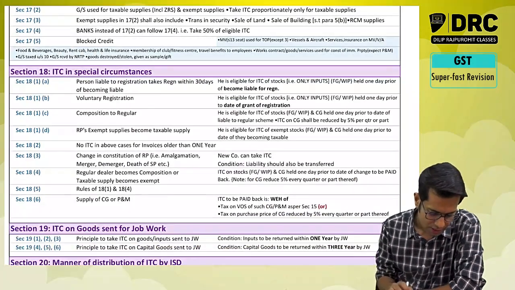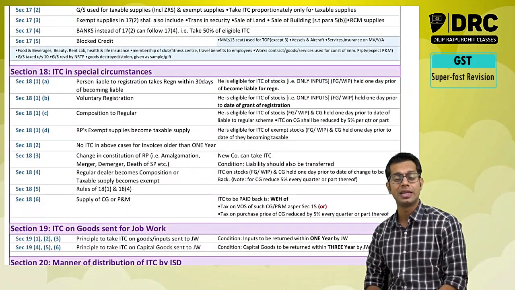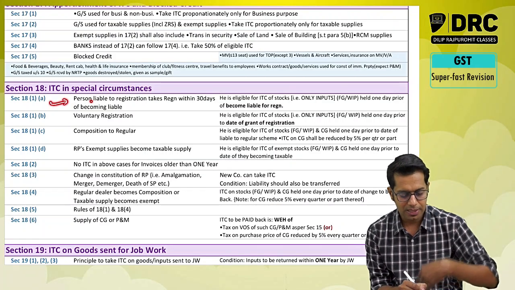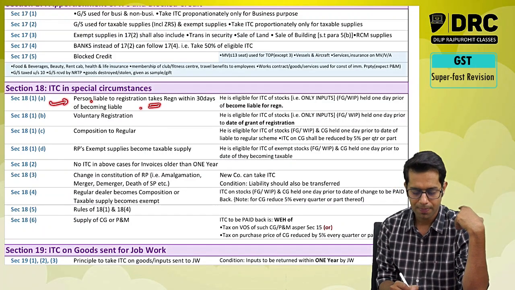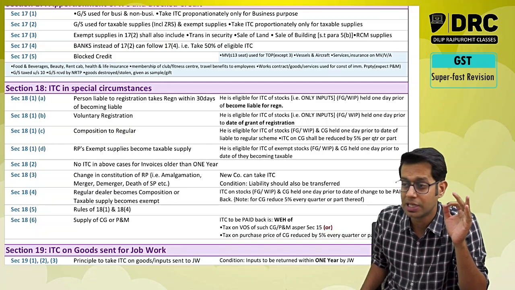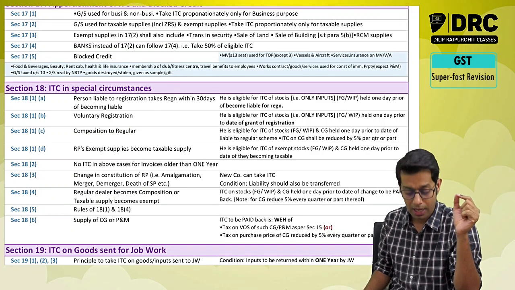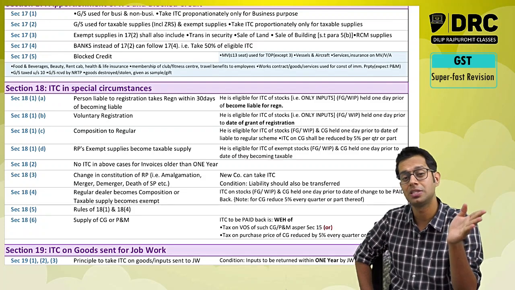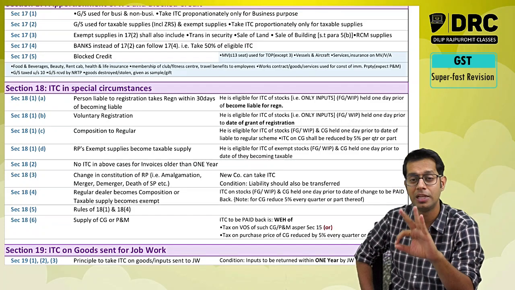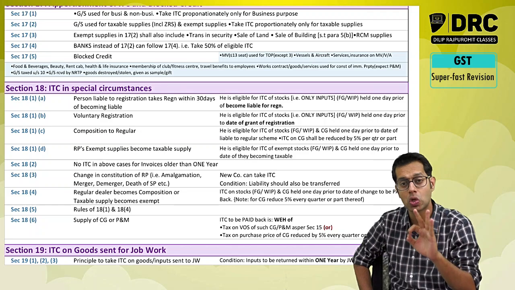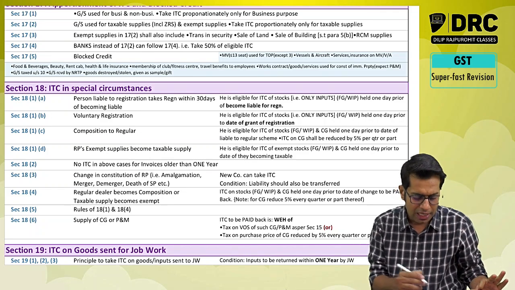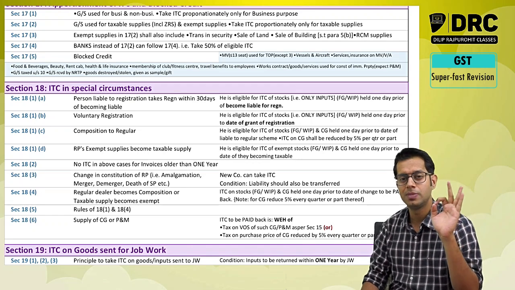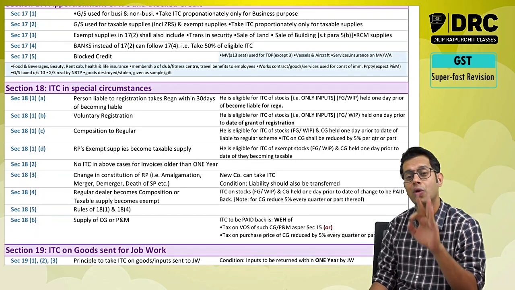Now let us continue. Section 18 talks about input tax credit in special circumstances. Section 18 subsection 1. Clause A says a person who is liable to take registration and applies for registration within 30 days of becoming liable will be eligible to take input tax credit on inputs held in stock 1 day prior to the date of becoming liable for registration. Clause B says where a person has applied for voluntary registration, he will be eligible to take input tax credit on inputs held 1 day prior to the date of grant of registration.